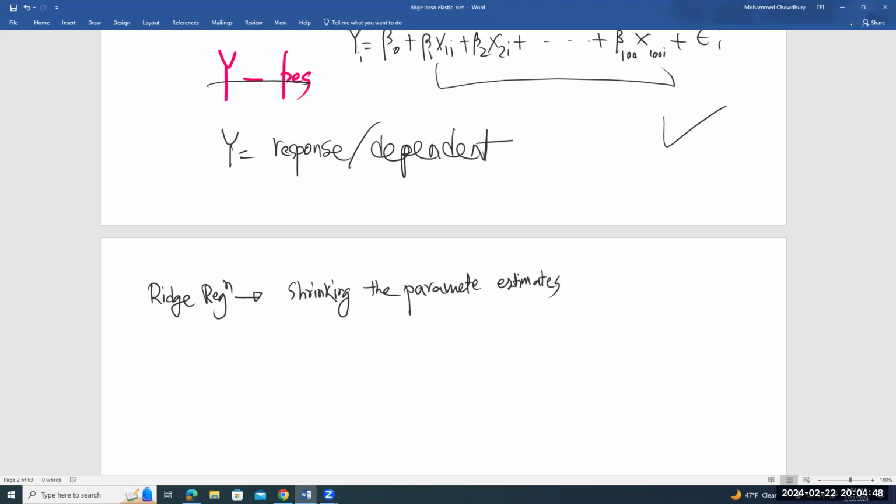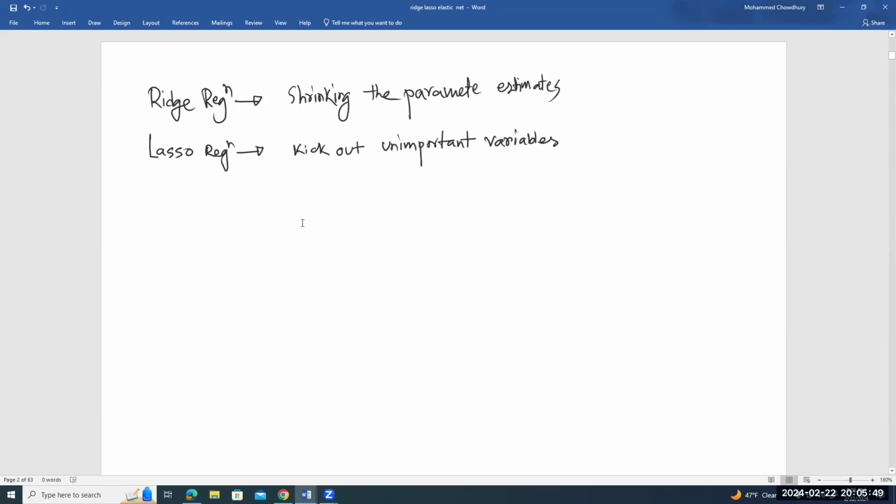What does Lasso do? Least absolute shrinkage and selection operator. What they do is they kick out unimportant variables. Okay? They kick out unimportant variables. So now, what does elastic net do?